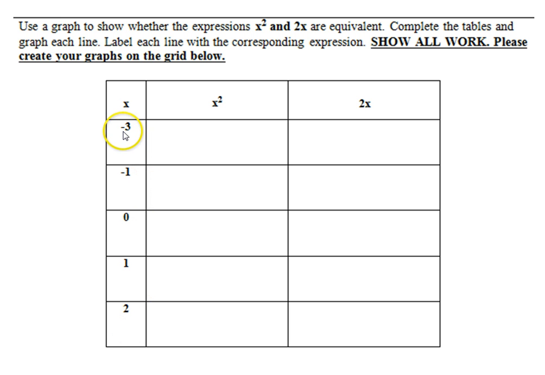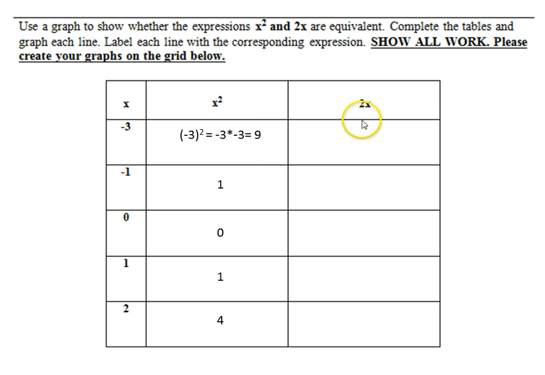So we have x equals -3, and we're going to plug in -3 into x squared, which means we're going to do -3 times -3, which will be 9. So when x is -3, right there, x squared is 9. Then I'm going to plug in -1. When x is -1, -1 times -1 is 1. So when x is -1, x squared is 1. When we plug in 0, 0 squared is 0. 1 squared is 1. 2 squared is 4. And now x squared is completed.